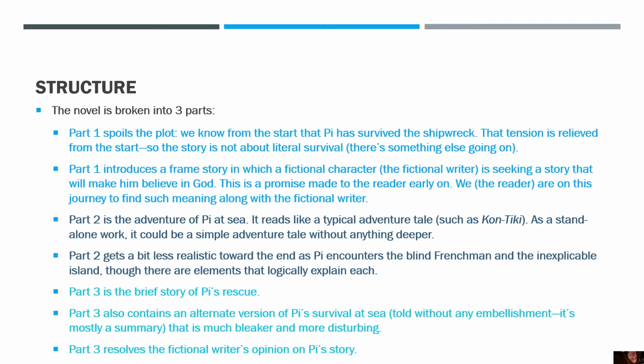I don't know if you've ever read Kon-Tiki, which is a classical tale of adventure at sea. It could work as a standalone work. There wouldn't be anything really deeper or of literary merit, but it's just interesting, right, to read about how someone survives. And that's the bulk of the work.